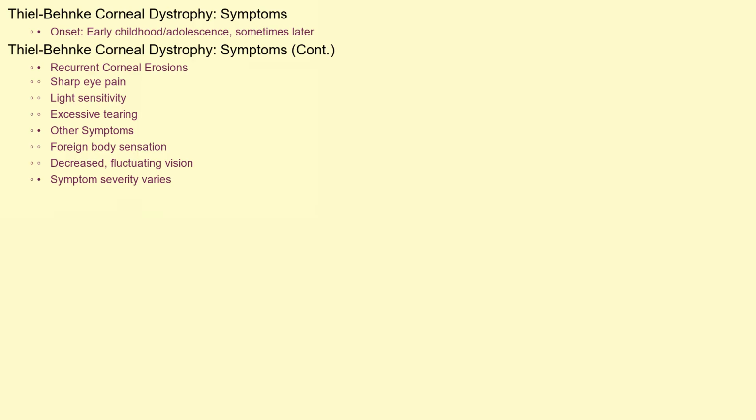The symptoms of Thiel-Behnke corneal dystrophy typically begin to appear in early childhood or adolescence, although some individuals may not experience symptoms until later in life. Common symptoms include recurrent episodes of corneal erosions, which cause sharp eye pain, light sensitivity, and excessive tearing. Patients also frequently complain of foreign body sensation and decreased vision, which can fluctuate. The severity of symptoms can vary significantly from person to person.